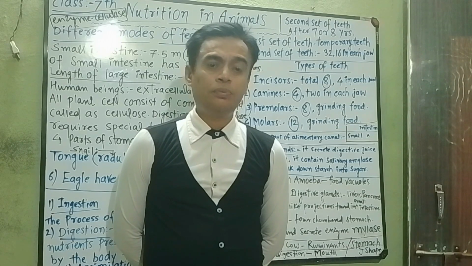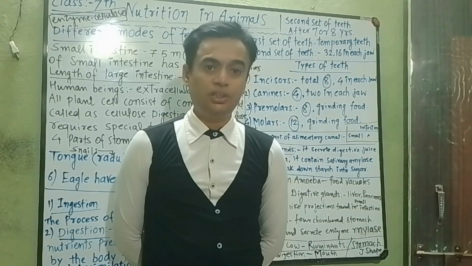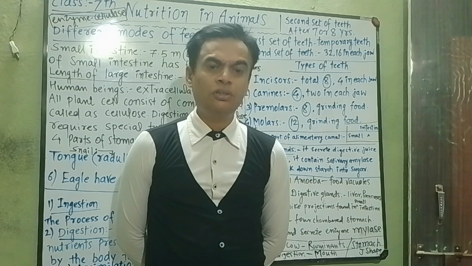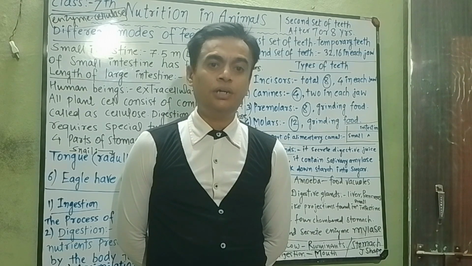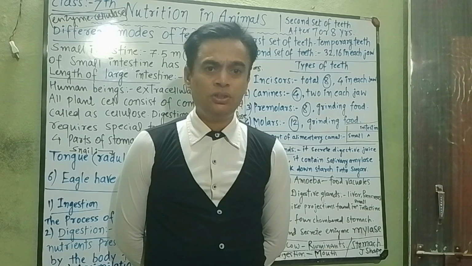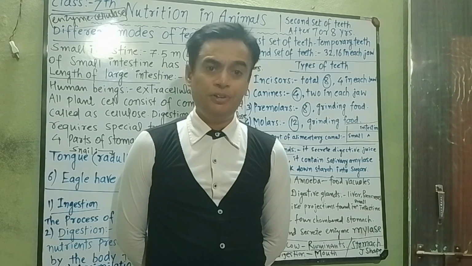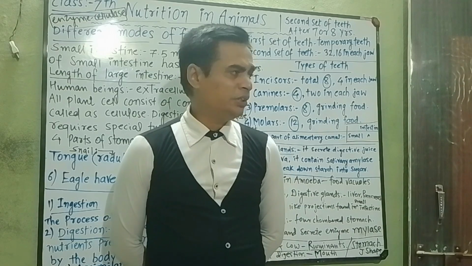Now there are food vacuoles in unicellular organisms. A specialized structure is there called food vacuole. With the help of food vacuole, amoeba captures its food. Now there are different types of animals, and each and every animal has a different type of feeding habit. In plants, very simple.